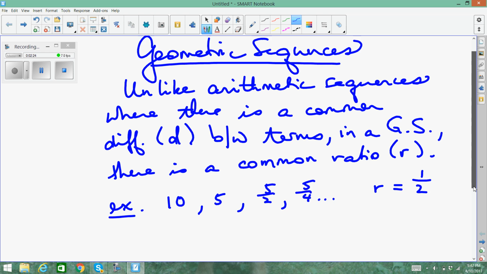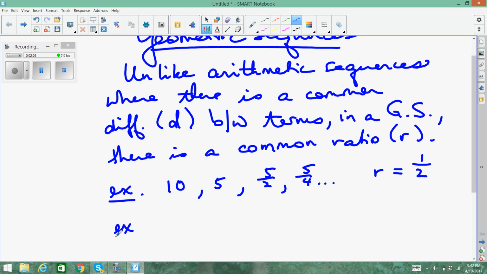Okay? So let's see if you get this general idea. I'm going to write down another example, and let's see if you can figure out what the common ratio will be. You can pause the video. Okay, and the common ratio here is 3.